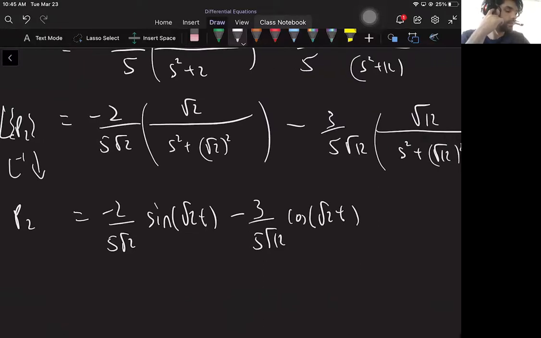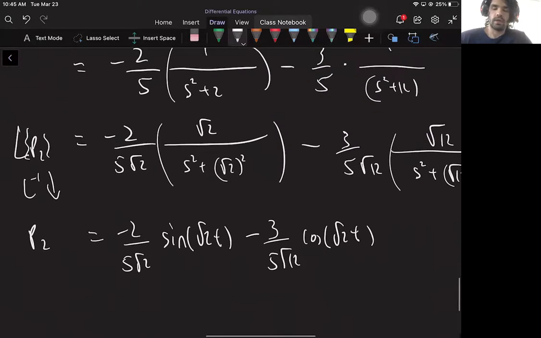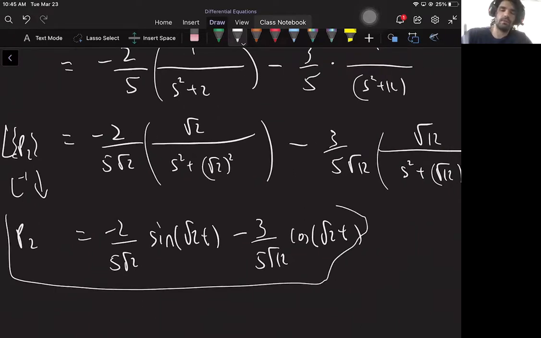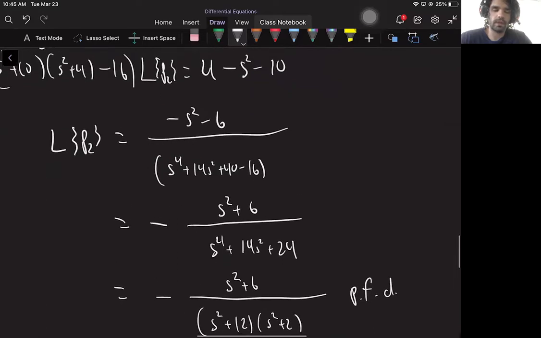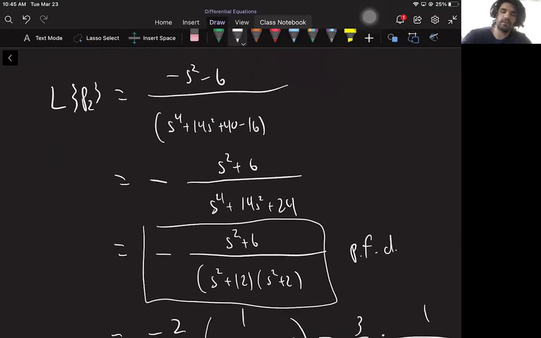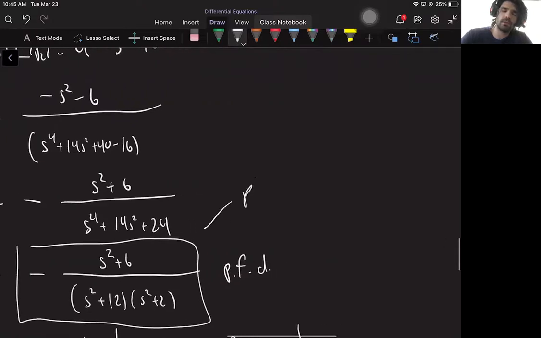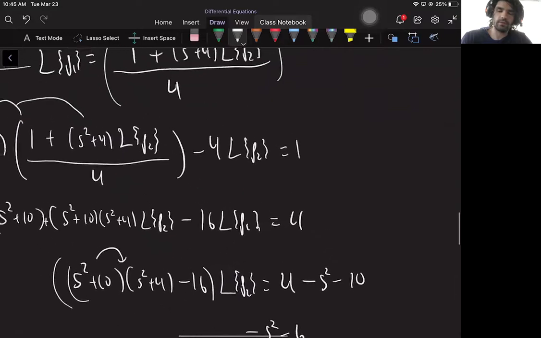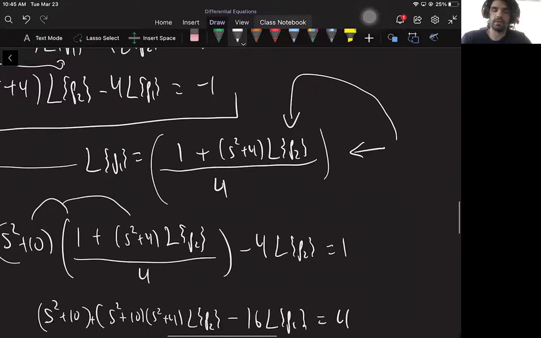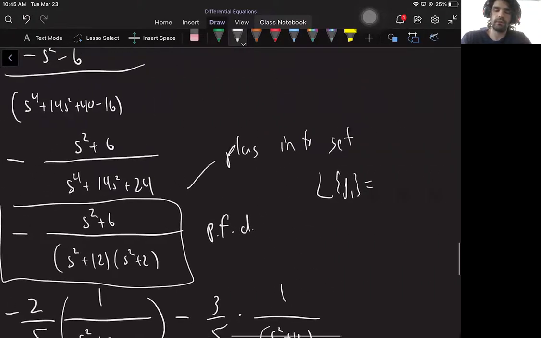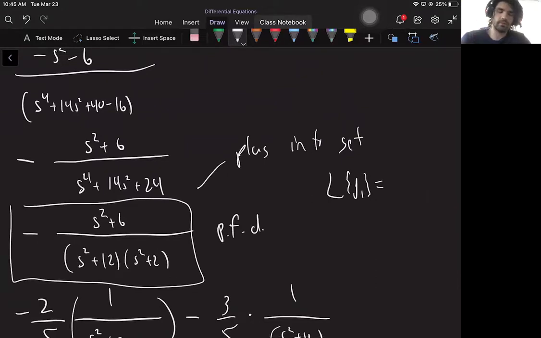And what else can I do? Okay, so that's position function 2. So I still need position function 1. And what I can do is use the system of equations. So I can plug this back in. This is where it's sort of simplified a bit more. So I can plug this in to get L of y1. Since I had a formula for L of y1, it was this thing. So I'm plugging it in there for L of y2 because I just solved for it. All right, so we're going to plug this guy in there up in that formula.